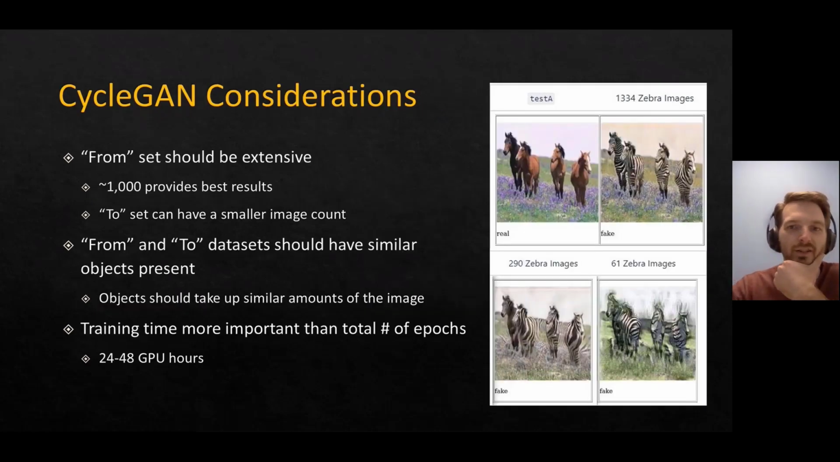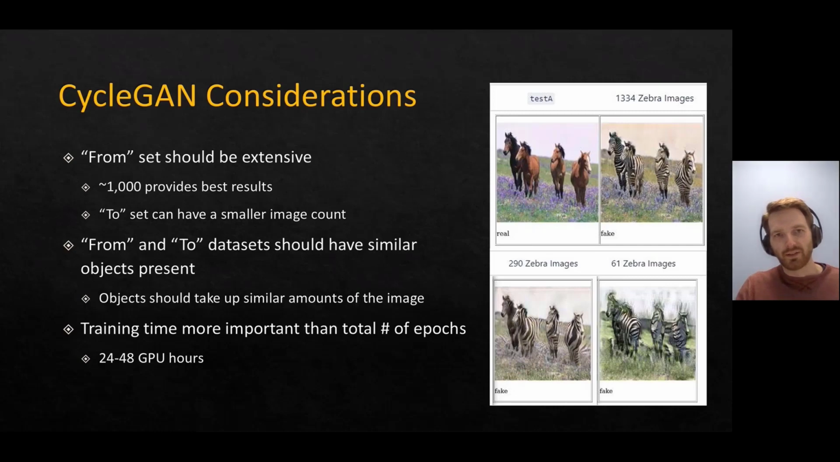So some of the considerations you want to take into account when you're training a CycleGAN. One is that the from set, the real data that you're feeding in to train that GAN model, should be pretty extensive. So we're finding that around 1,000 images provides the best result. You kind of see that in the image over here to the right, where we have an example of 1,300 zebra images, and this shows a pretty robust translation adaptation. But when we get down into kind of the 250 to less than 100 scale, we find a lot of attenuation and different artifacts that are present within the scene.